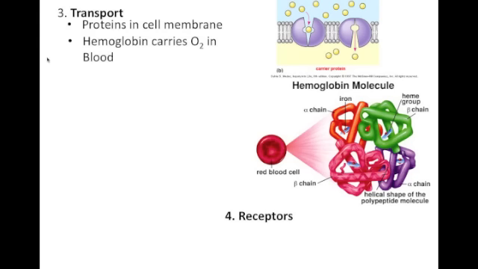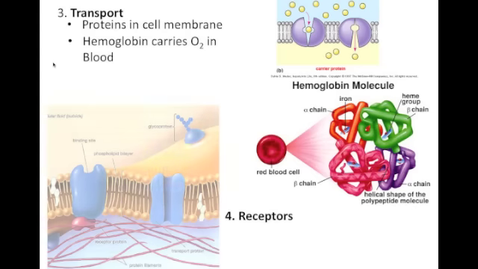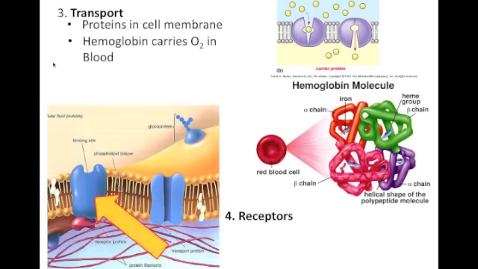The fourth function of a protein is receptors. Receptor proteins, their job is to send and receive signals. So they're kind of like a communicator in our body. We have these in the cell membrane of every cell. You can see there's a little binding site. Usually a hormone will bind to that site and it will cause another protein to move. So this is all about communication.